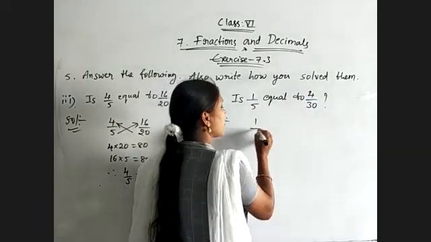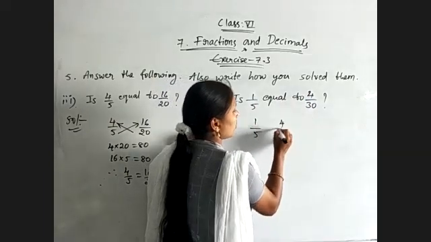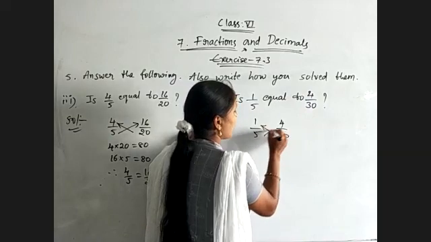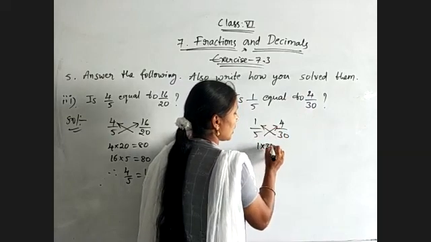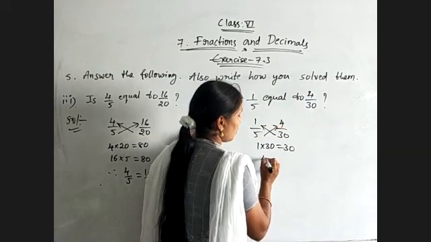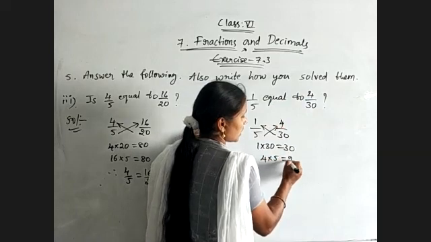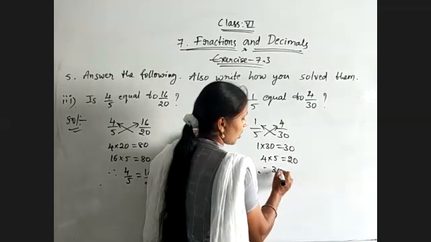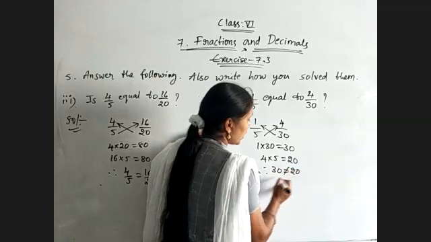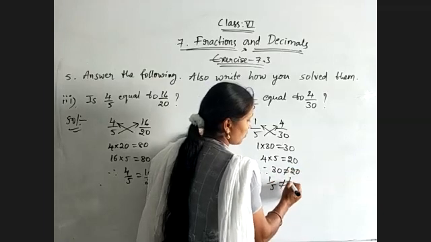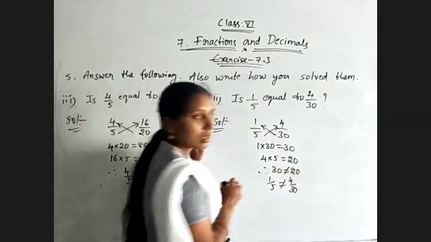Then we will check with the cross multiplication also. 1 by 5 and 4 by 30. 1 into 30 is equal to 30. 4 into 5 is equal to 20. So therefore 30 is not equal to 20. That's why 1 by 5 is not equal to 4 by 30. That's all. Okay.